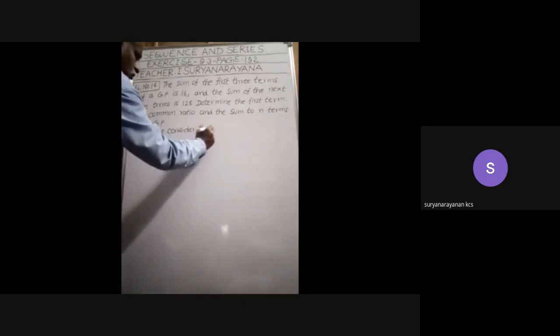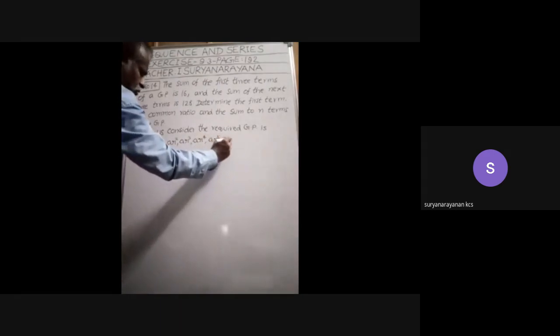Let us consider the required geometric progression is A, AR, AR square, AR cube, AR to the power of 4, AR to the power of 5, AR to the power of 6, AR to the power of 7 and so on. Okay, my children. This is the required geometric progression.